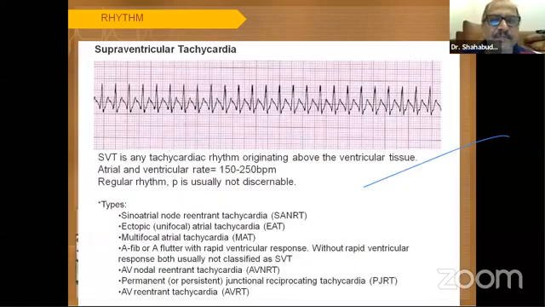And this is supraventricular tachycardia, that is a narrow complex tachycardia without any P wave. It is regular, and it is the most common presentation in the emergency department with palpitation.